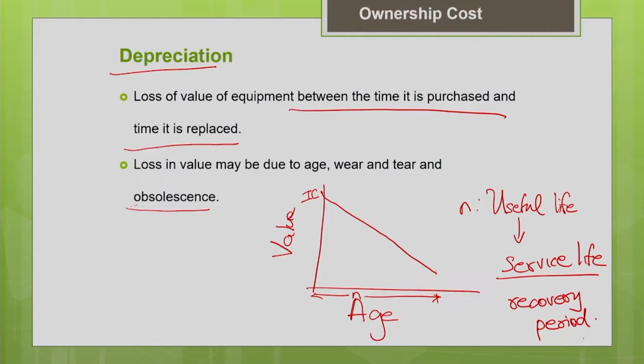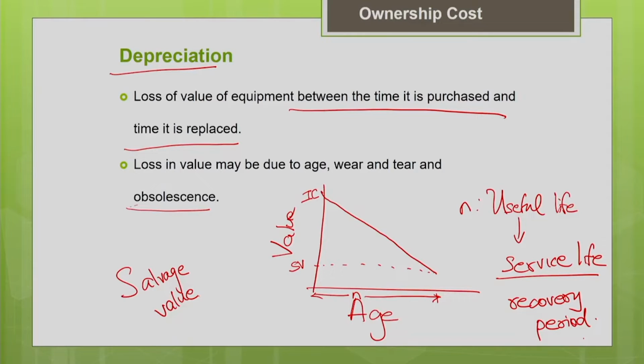So at the end of this life, say for example, this is the end of the useful life, if I am able to sell this machine at a particular value, that is called the salvage value. Salvage value is nothing but the cash inflow which we get at the end of the useful life of the machine by selling the machine at a reasonable price.